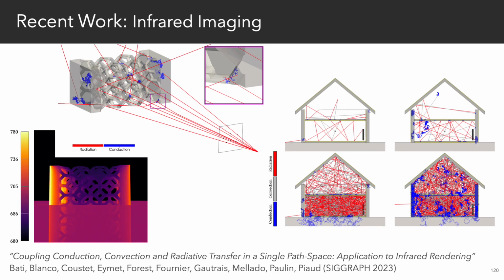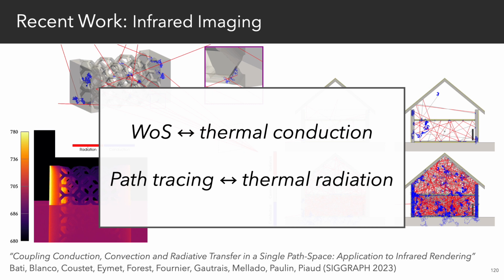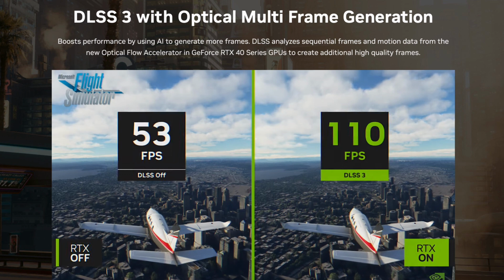I'm super excited about a paper on infrared imaging appearing at SIGGRAPH this year, because like that lizard example I showed earlier, this paper provides a unified Monte Carlo framework for simulating coupled physics. They use walk-on spheres for simulating thermal conduction and path tracing for thermal radiation. And what's really awesome about this is that we're building on top of existing path tracing technology to really go beyond graphics and rendering. And since we're rendering thermal images here, technologies like DLSS should apply out of the box.